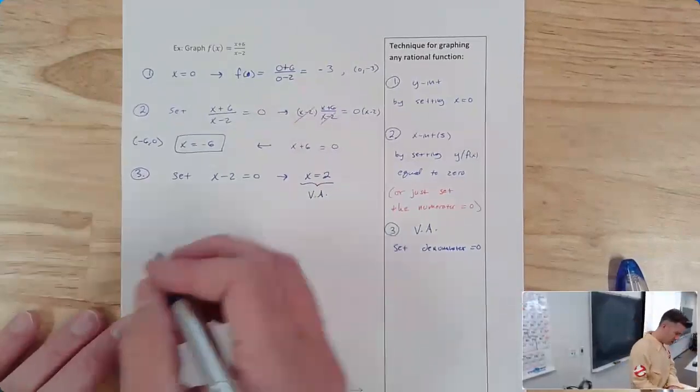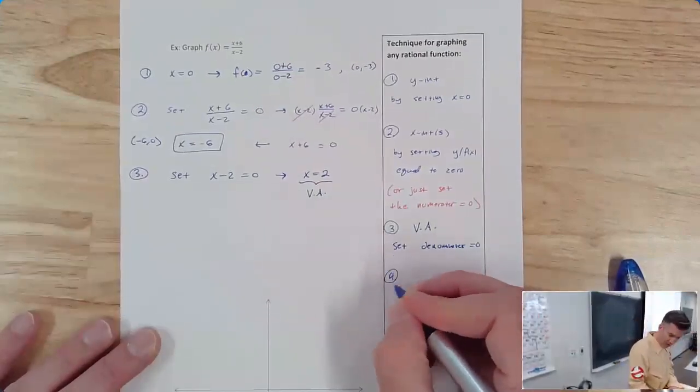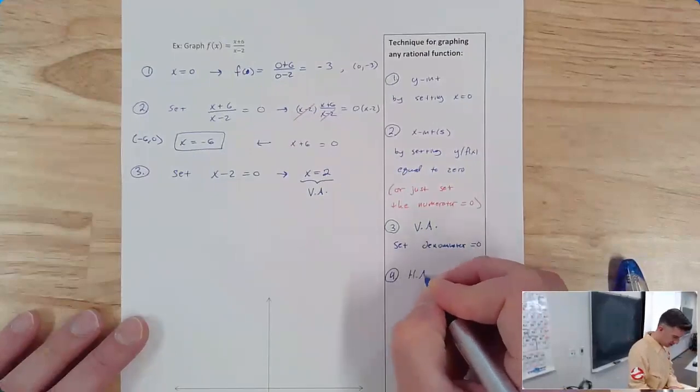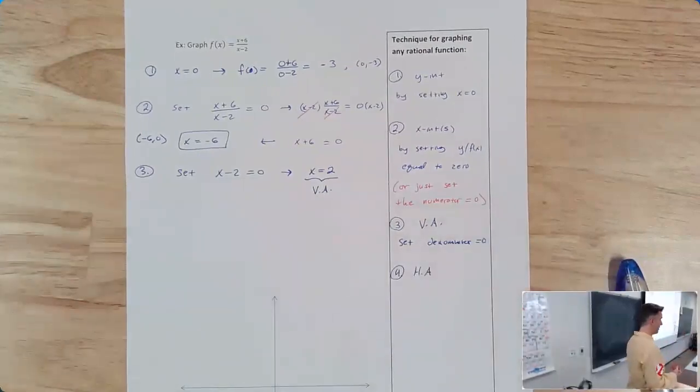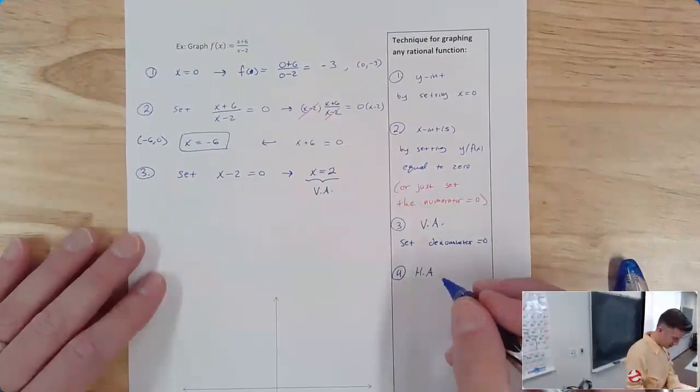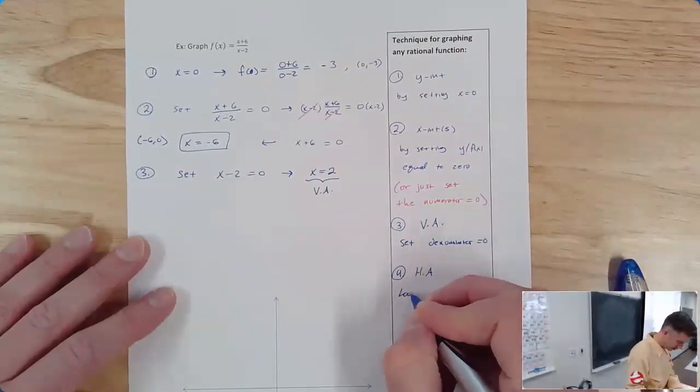And then finally, for the horizontal asymptote, there's not a good do-the-thing approach. You have to be more thoughtful. So I would say the idea here is to look at the degrees.